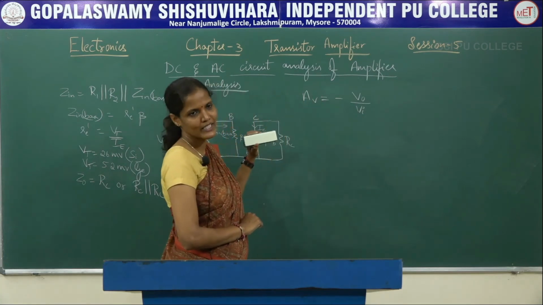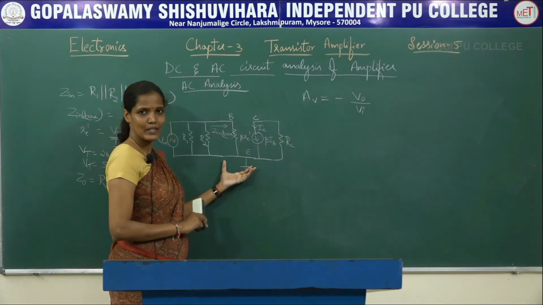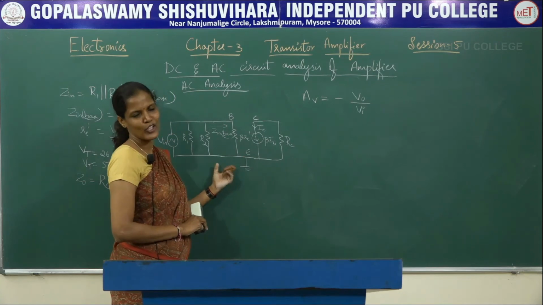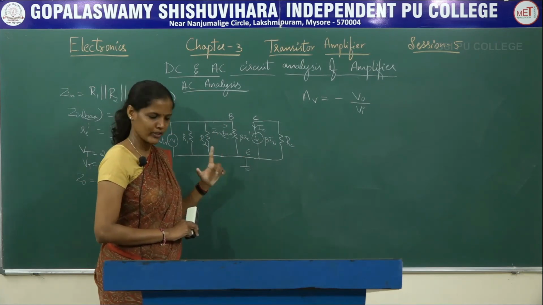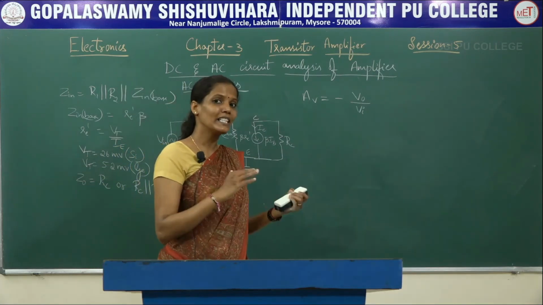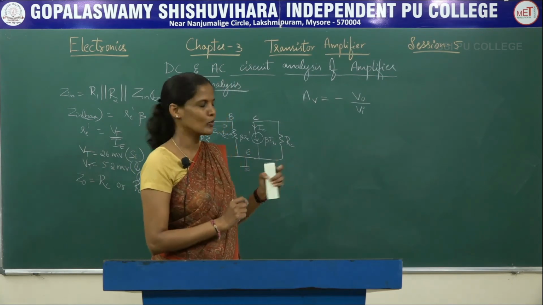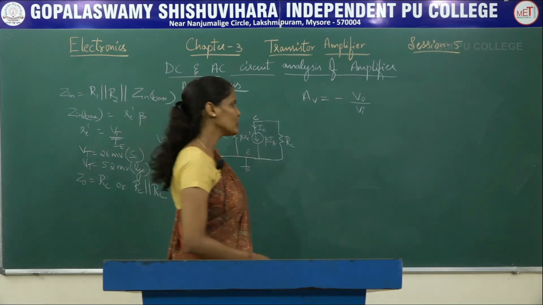Why is the negative symbol written over here? Because here I am considering a common emitter configuration. In the common emitter configuration, the output voltage is 180 degrees out of phase with the input voltage. So I am using the minus symbol.